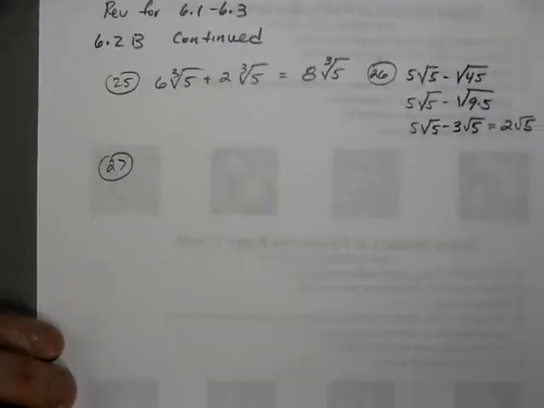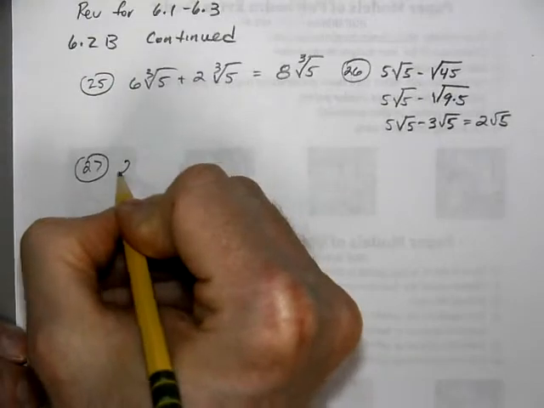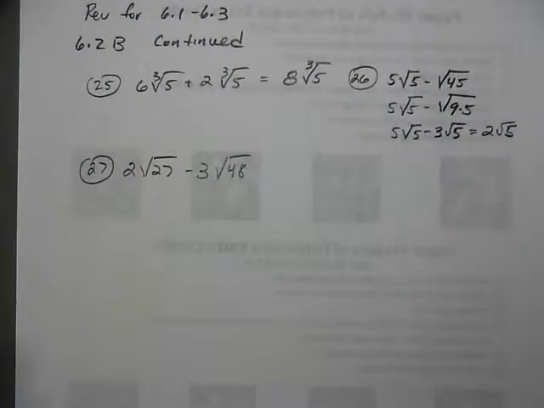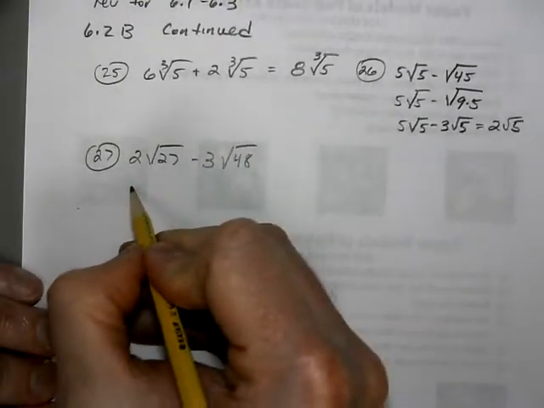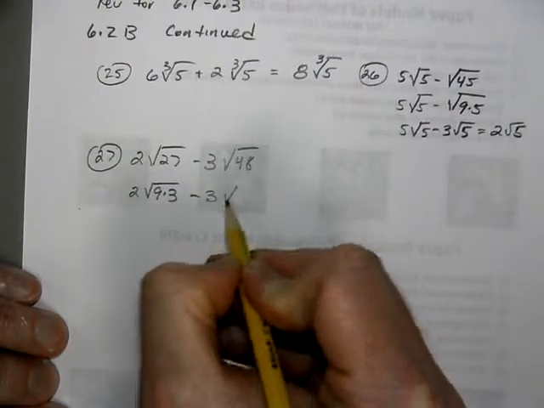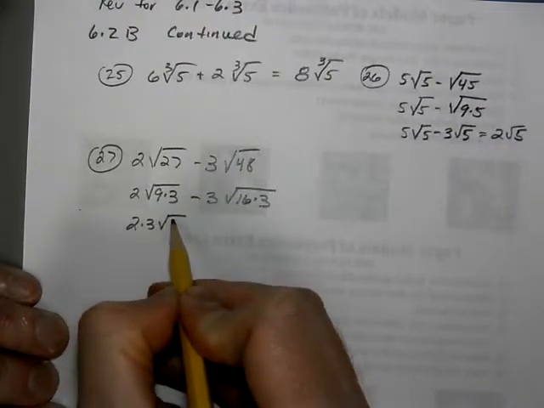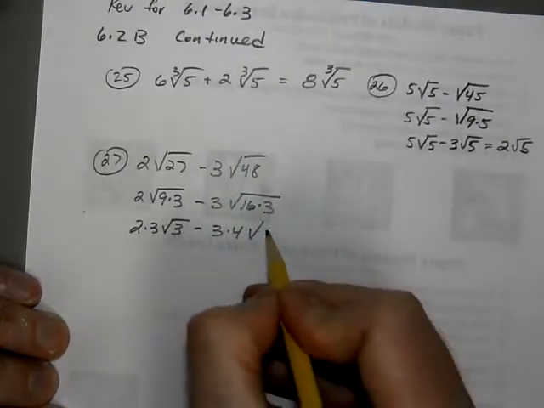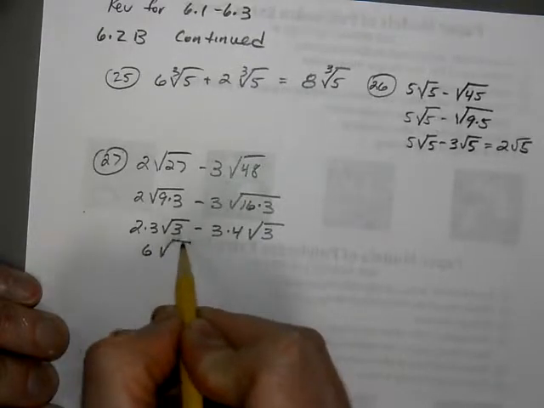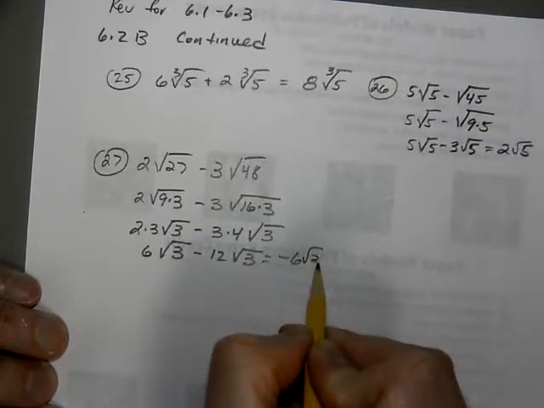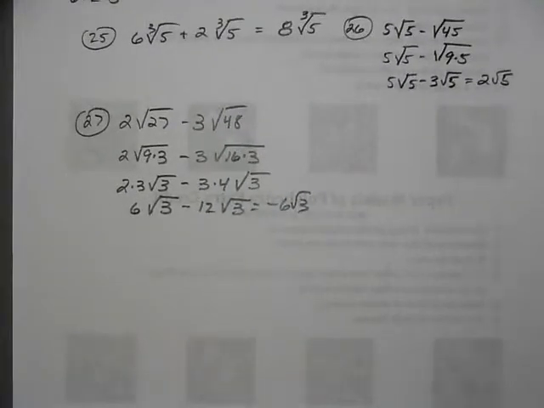Number 27. Two square root 27 minus 3 square root 48. Well, 27 is 9 times 3. 48 is 16 times 3. Square root of 9 is 3. Square root of 16 is 4. So I have 6 minus 12 gives us negative 6 square root 3. Notice the negative is not inside the radical, so that's okay.